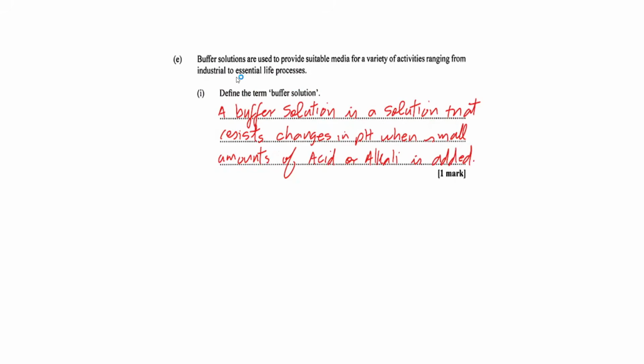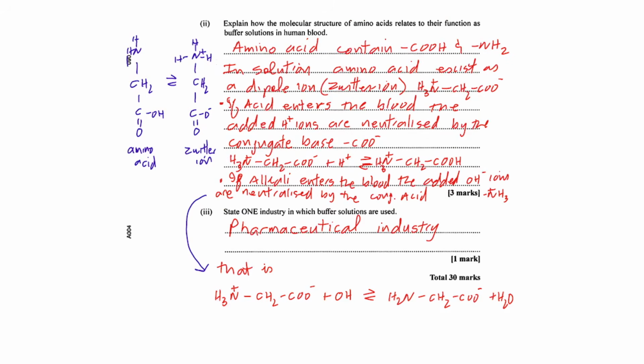Part E. Buffer solutions are used to provide suitable media for a variety of activities ranging from industrial to essential life processes. E Part 1. Define the term buffer solution. A buffer solution is a solution that resists changes in pH when small amounts of acid or alkali is added. Part 2. Explain how the molecular structure of amino acids relates to their function as buffer solutions in human blood.